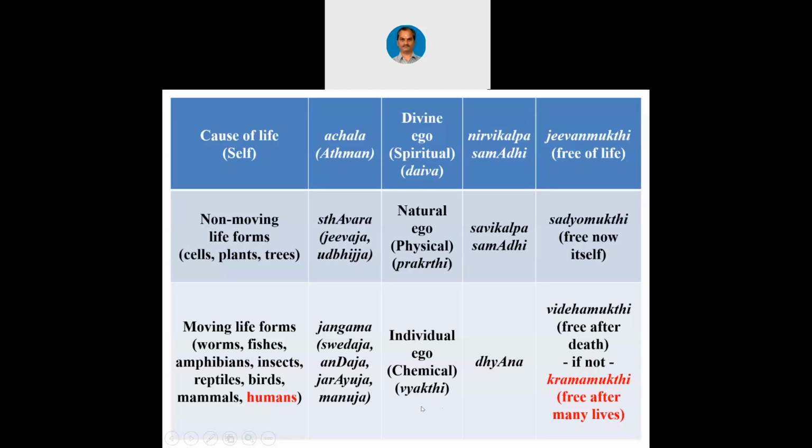That means the individual ego is of chemical nature, and then we call it Vyakti. So all the moving life forms have this individual ego, which is of chemical nature, and all the non-moving life forms have this natural ego, which is of physical nature. And the cause of life, the self itself, has a divine ego, which is of spiritual nature. Now we call the source of life Daiva, the transformation into non-moving life forms Prakriti, and the further transformation into the moving life forms Vyakti.